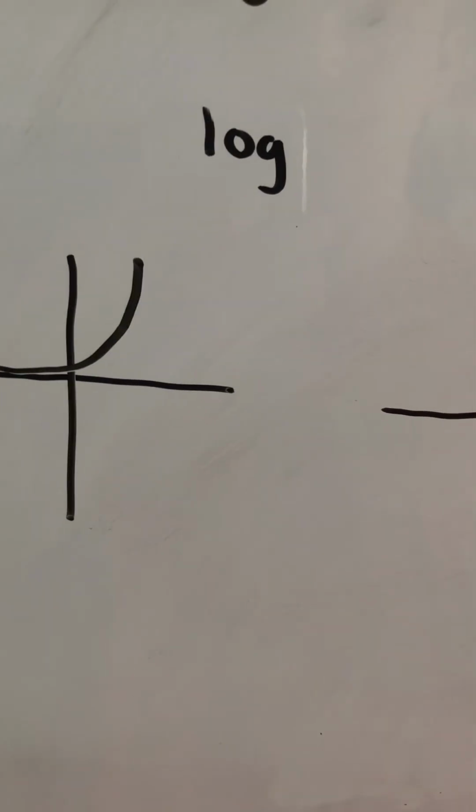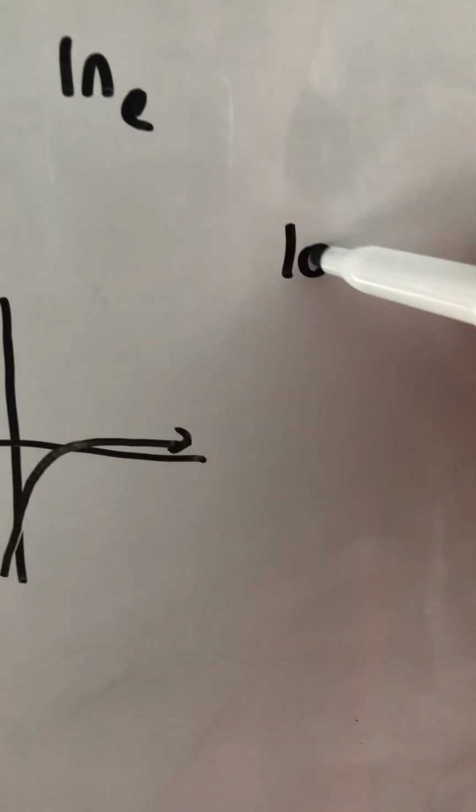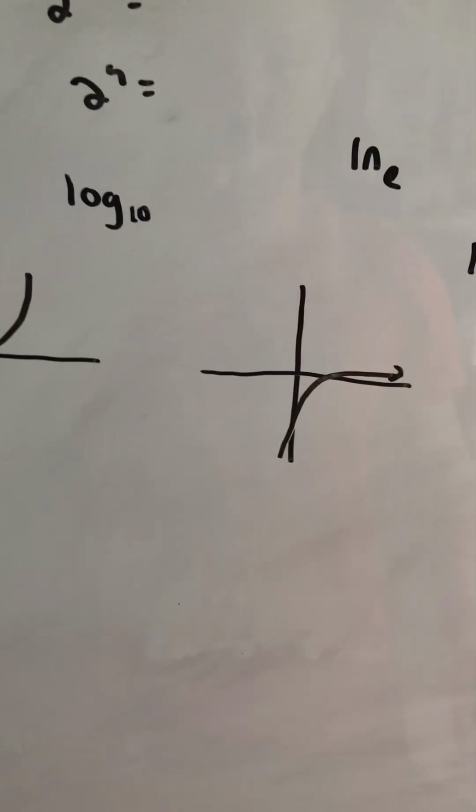Alright, so a log, if it has no base, a log is assumed to have a base of 10. Alright? A natural log, ln, has a base of e. Because a natural log is a log with an exponential base. Alright? So, I'm going to give you a couple other formulas to prove this.